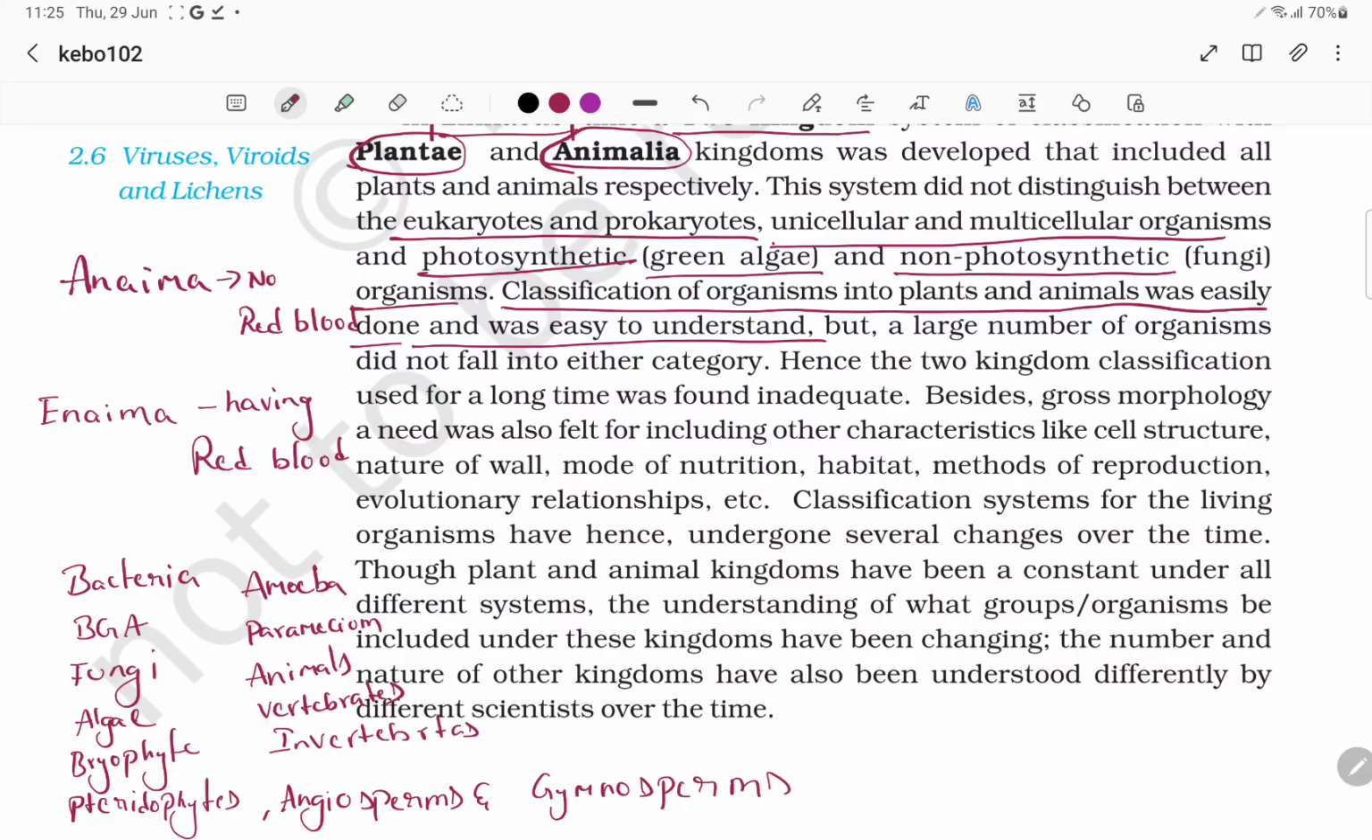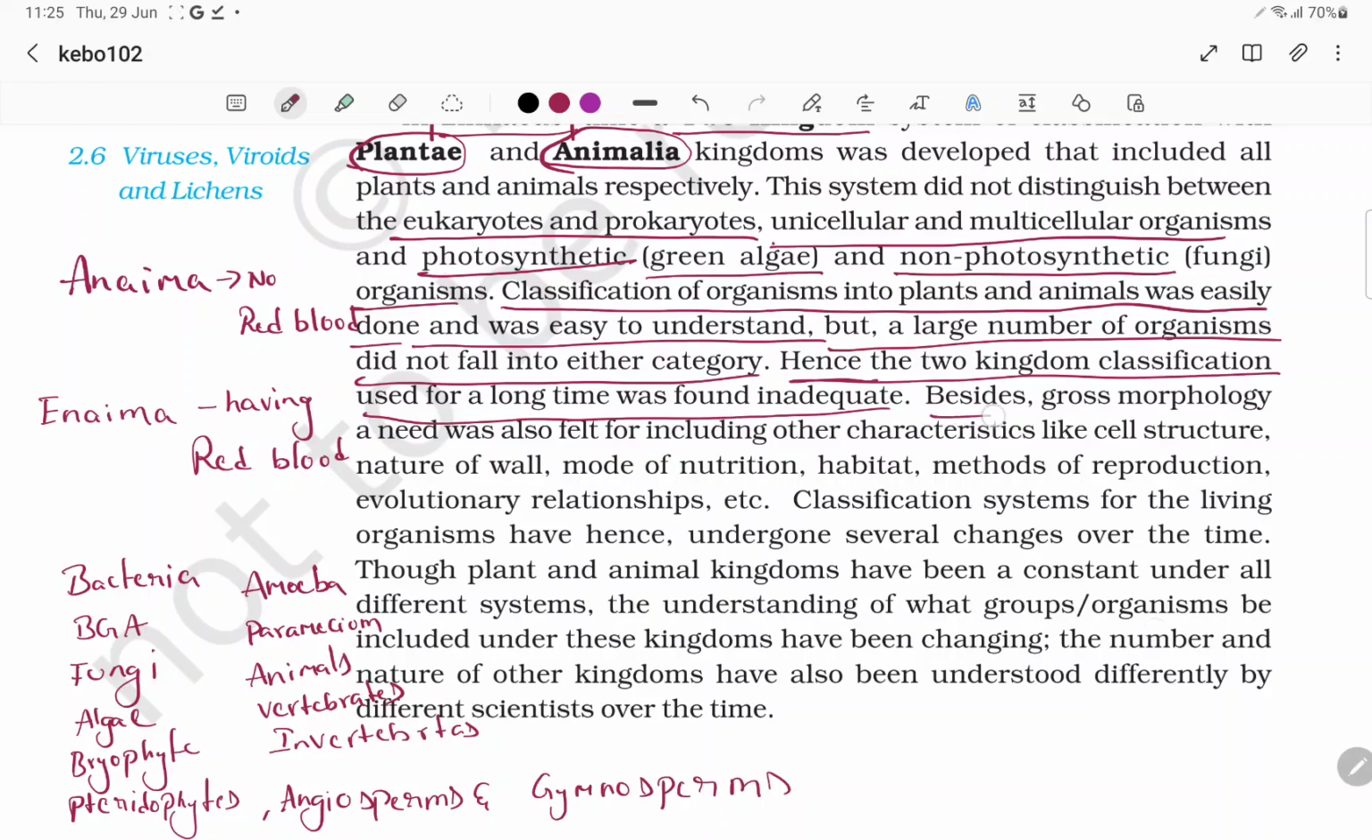So he didn't take note of unicellular or multicellular, or eukaryotic, prokaryotic, photosynthetic or non-photosynthetic. A large number of organisms do not fall into either of the categories, such as Euglena. They are photosynthetic as well as non-photosynthetic, mixotrophic nutrition. Hence, the two kingdom classification, used for a long time, was found inadequate.